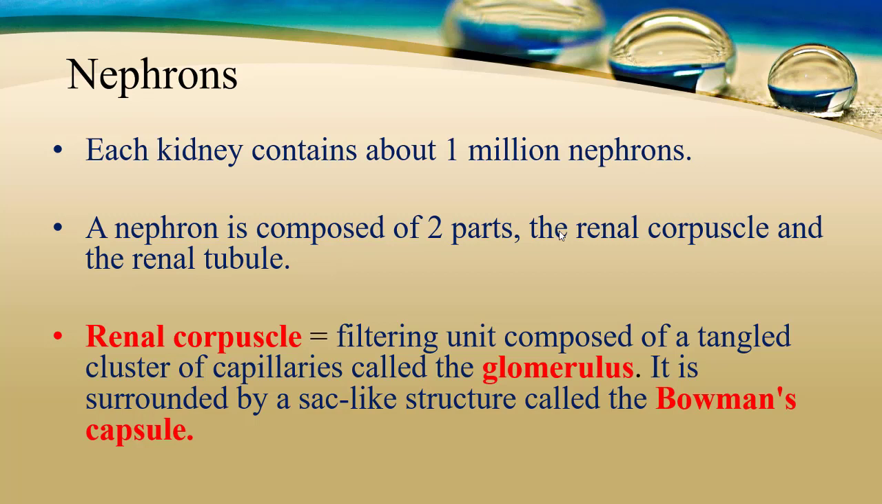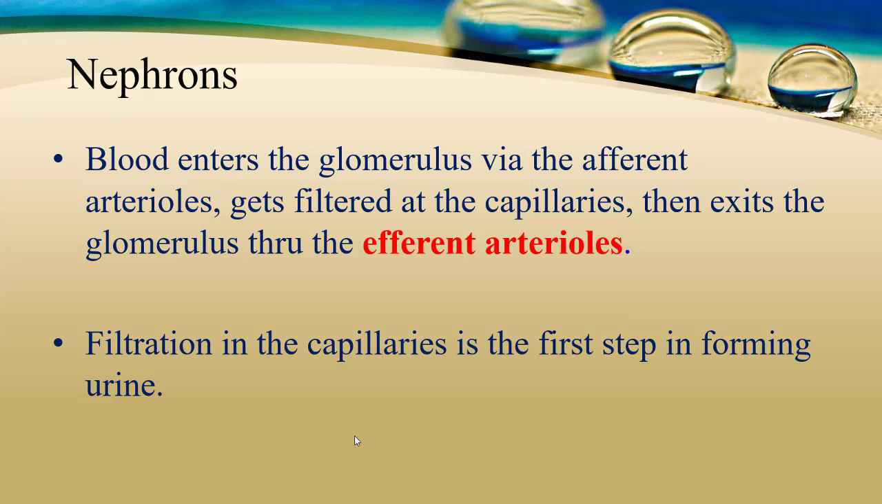The nephron has two main parts. You have the renal tubule and the renal corpuscle. The corpuscle is a filtering unit that is composed of a tangled clump of capillaries called the glomerulus. And that mass of capillaries is surrounded by a sac-like structure called the Bowman's capsule. So the corpuscle is both of those together. So the glomerulus is one part of it, Bowman's capsule is another part, but the term renal corpuscle refers to both of them together.